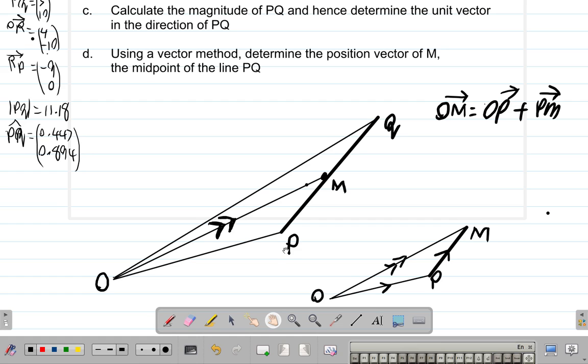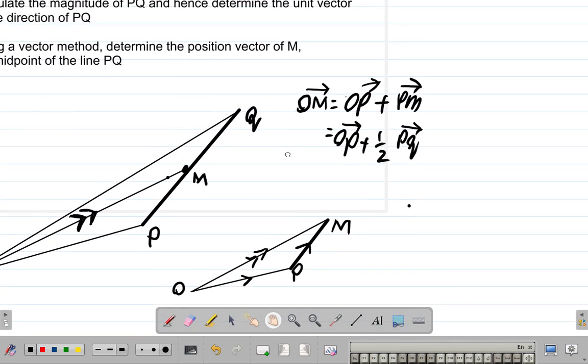Then halfway the distance you would have gone if you had moved from P all the way up to Q. So PM is half of PQ. So what we have is OP plus half PQ. Alright? You see that?